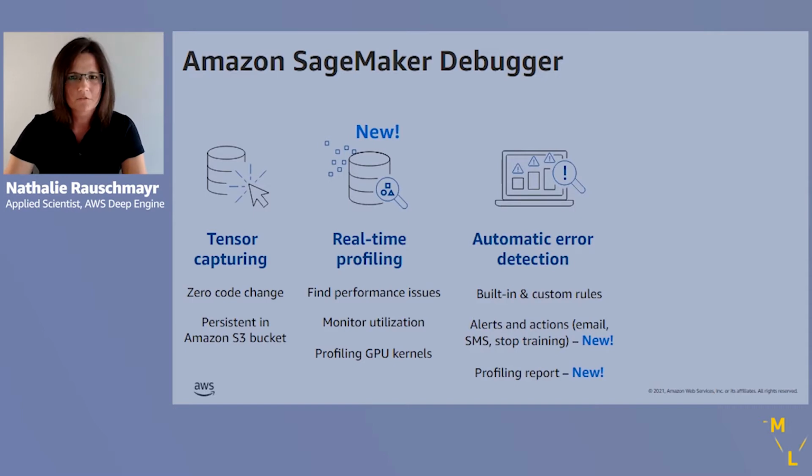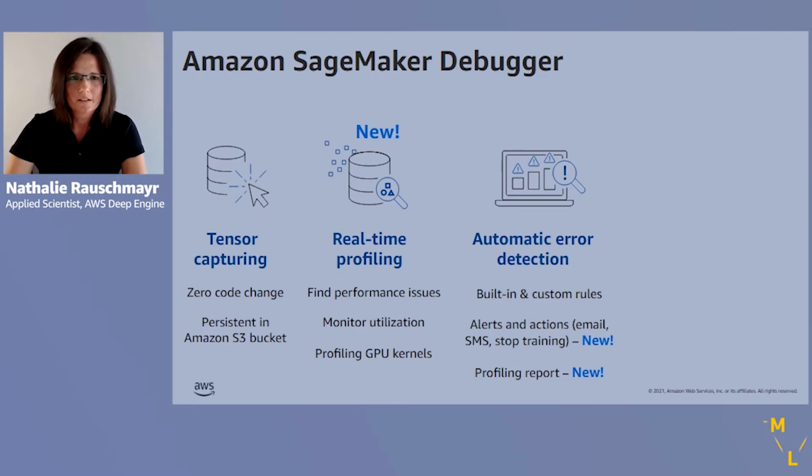Debugger comes with a set of built-in rules that you can use for automatic error detection. There are two types of built-in rules. One, to find model-related issues such as overfitting, vanishing gradient, underfitting, and many more. And the second type of rules you can use to find resource utilization issues. You can also specify actions and alerts with the rules. For instance, you can automatically stop the training or send an email and SMS notification.